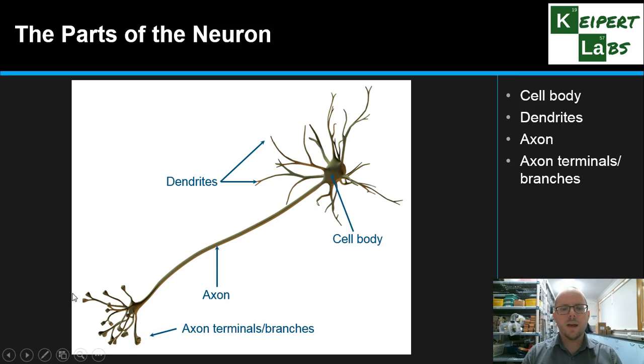And then down at the end here we have what we call axon terminals or axon branches, depending on who you ask. So they form the end of the neuron and they can connect onto other things. So that might be connecting onto a muscle or a gland, it might be connecting onto another neuron or series of neurons. So there's lots of places that it might be heading to.